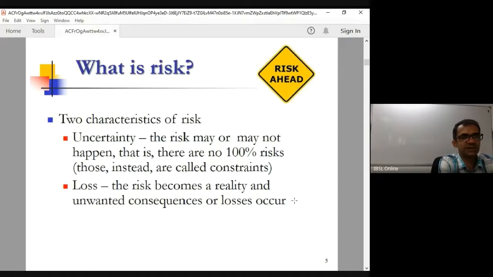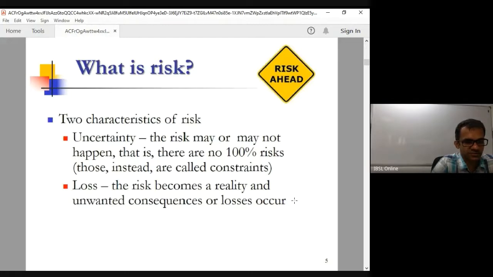As I mentioned earlier, when we started this program, we didn't expect this type of events to happen globally or within Sri Lanka. But we had to face that. So this is uncertain. It's not happening with 100% certainty. But due to those uncertain events, we may incur losses.